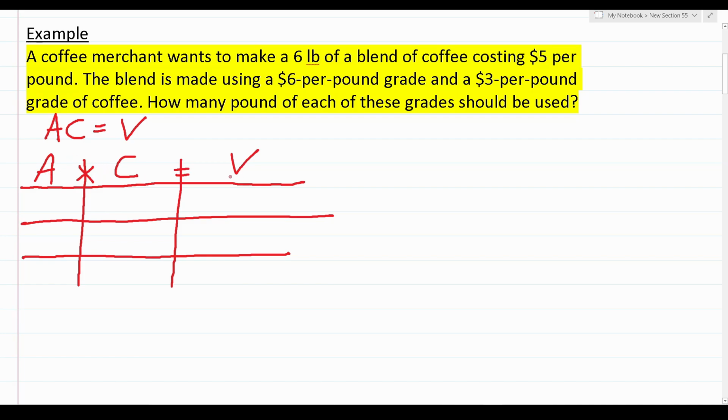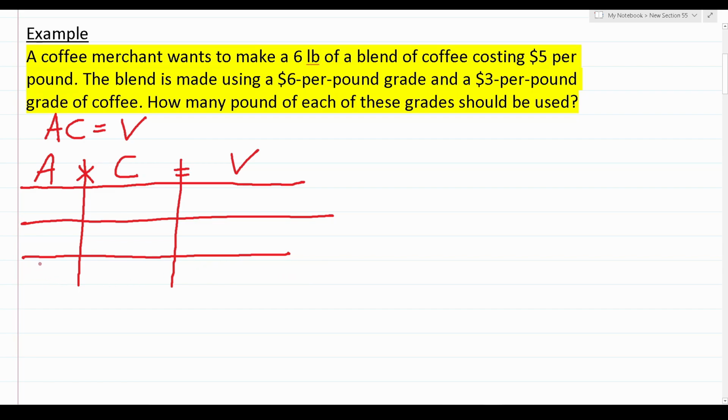Amount times cost equals value. All right, so let's reread the problem and start filling in this table accordingly. The coffee merchant wants to make a 6-pound blend of coffee costing $5 per pound. I'm going to put in all the problems I do in today's video, the blend in this third row at the bottom. So they want to make how much of that blend?